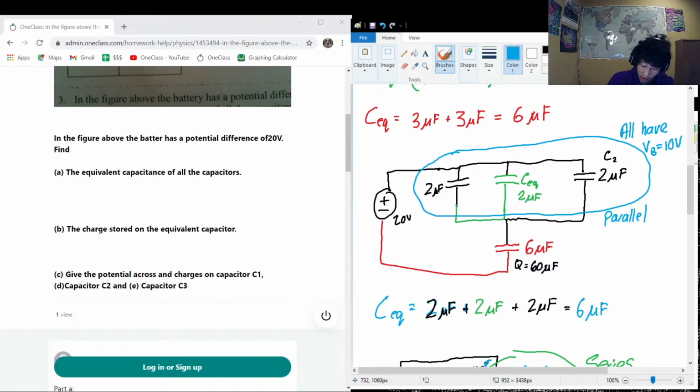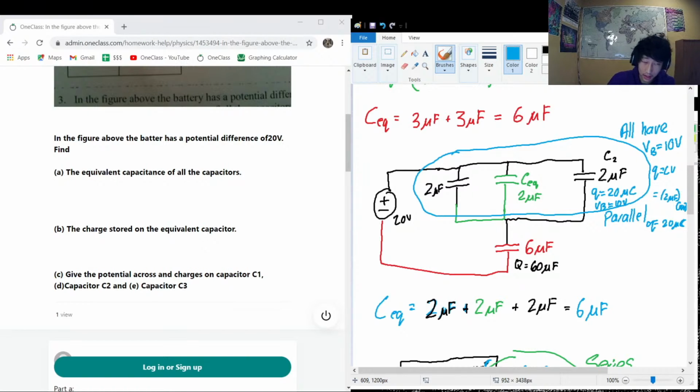Okay, so to find the charge across them is going to be Q equals CV, and all of them have C equal to 2 microfarads multiplied by 10 volts. All of them have Q equal to 20 microcoulombs. Microcoulombs, my bad. Don't make mistakes like that with your units. They are quite delicate and important. Okay, so here we have Q is equal to 20 microcoulombs, and the voltage is 10 volts.